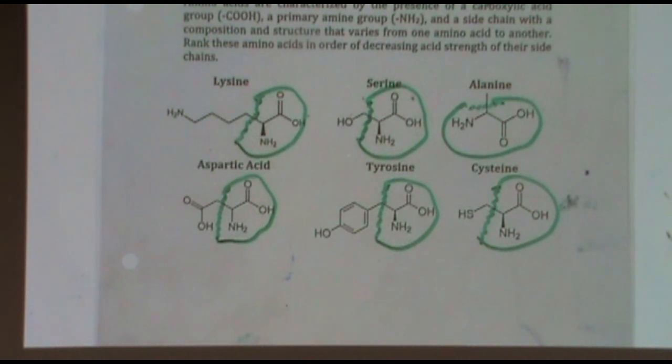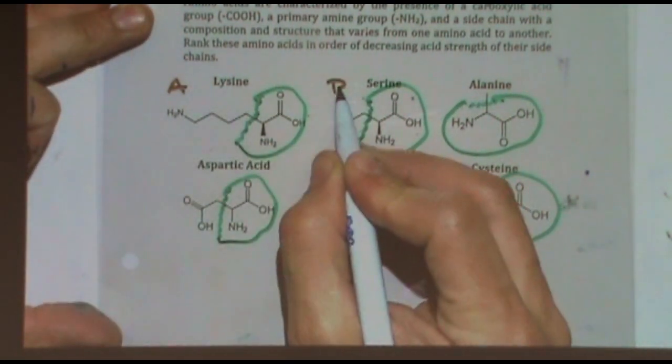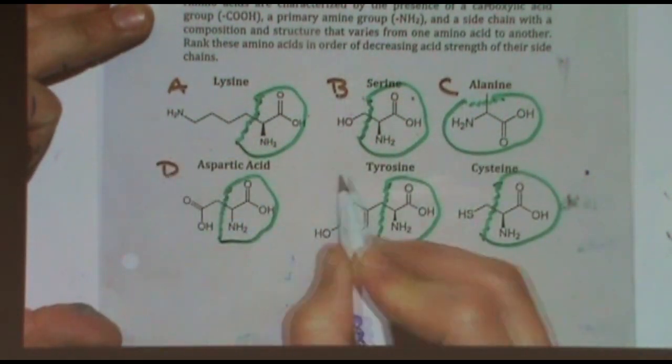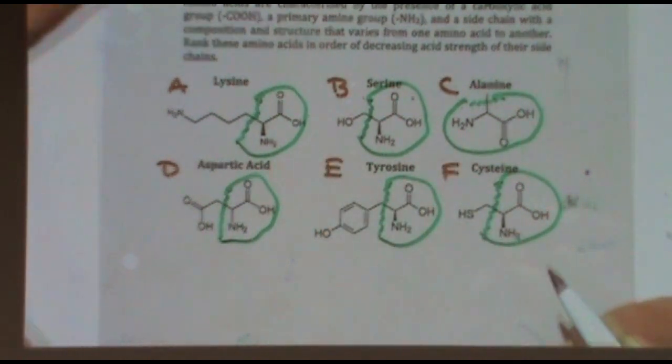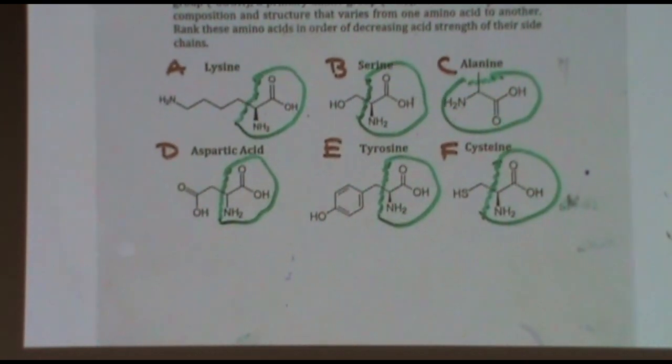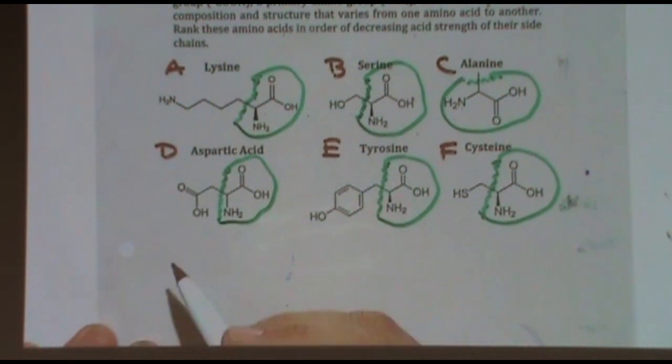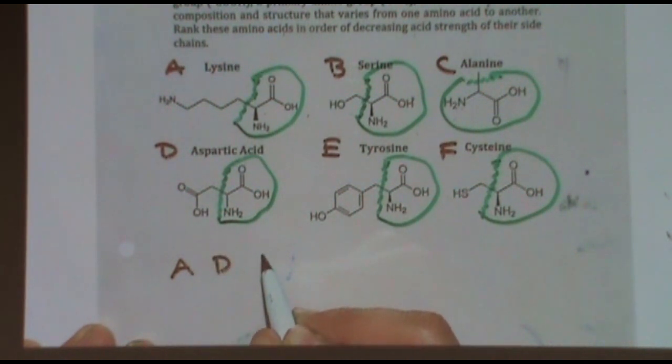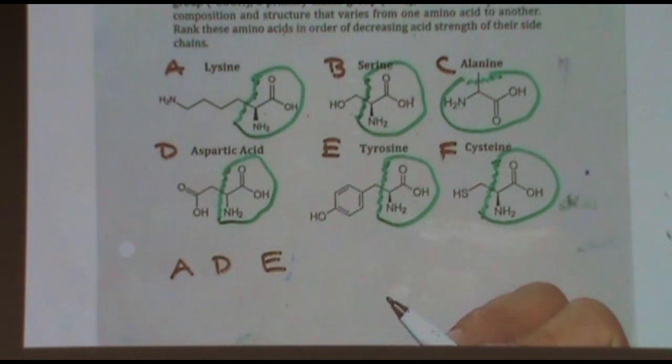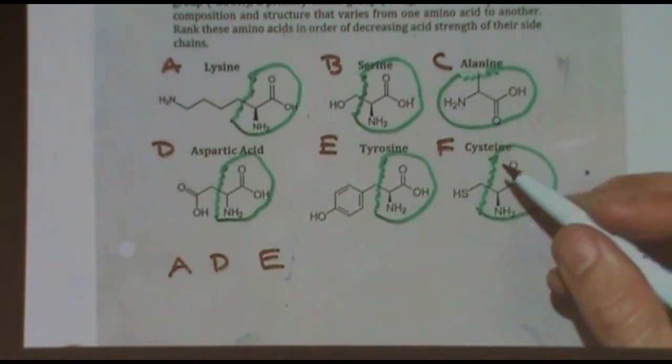Okay, and I want to number, let's put letters here. So we'll go A, B, C, D, E, and F, just to give them letters so we can refer to them easily. Let's see, which two are good to look at? Let's look at A, D, and E. We'll look at C and F in a little bit. Let's look at A, D, and E.